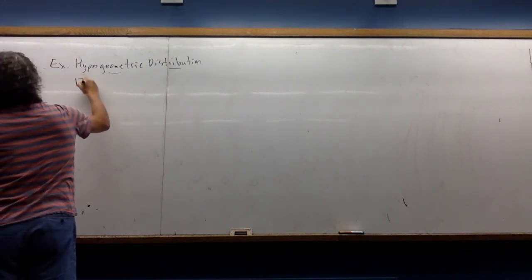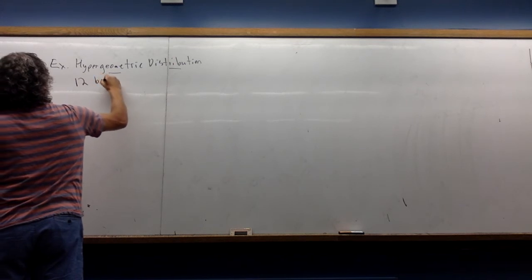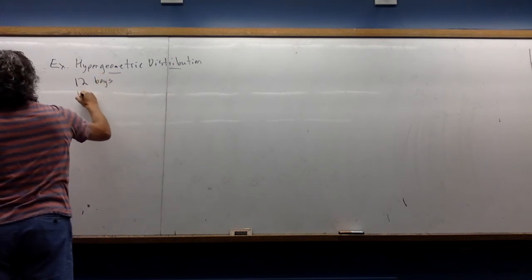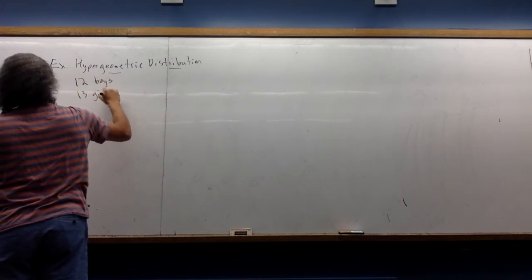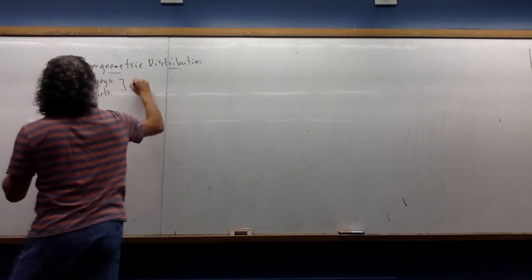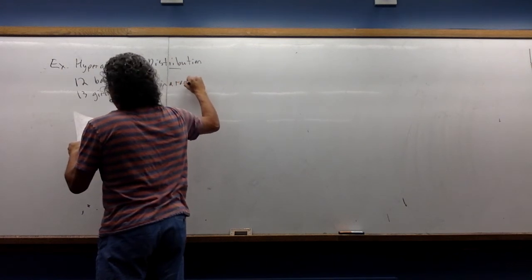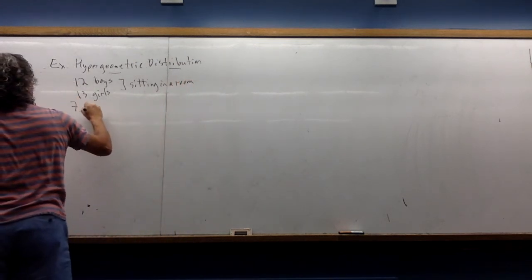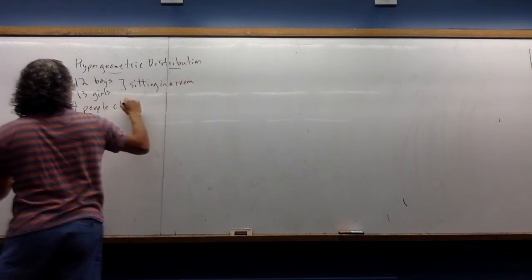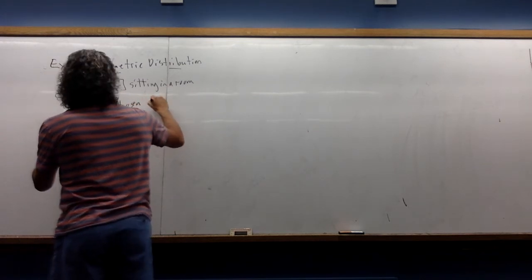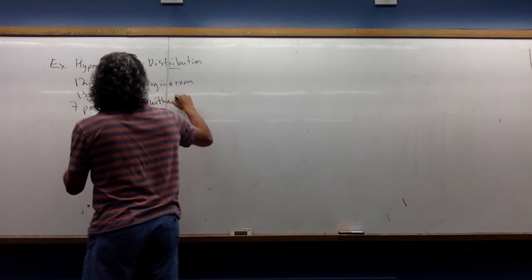Let's say there are 12 students who identified themselves as boys and 13 students who identified themselves as girls. Let's say they're sitting in a room. Okay, 7 people are chosen without replacement.